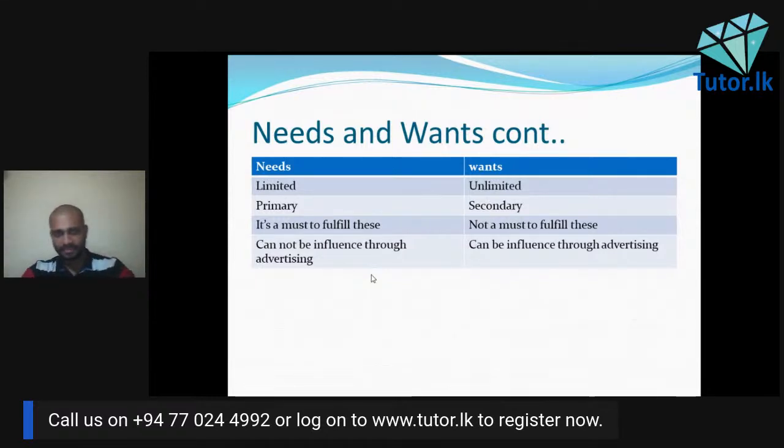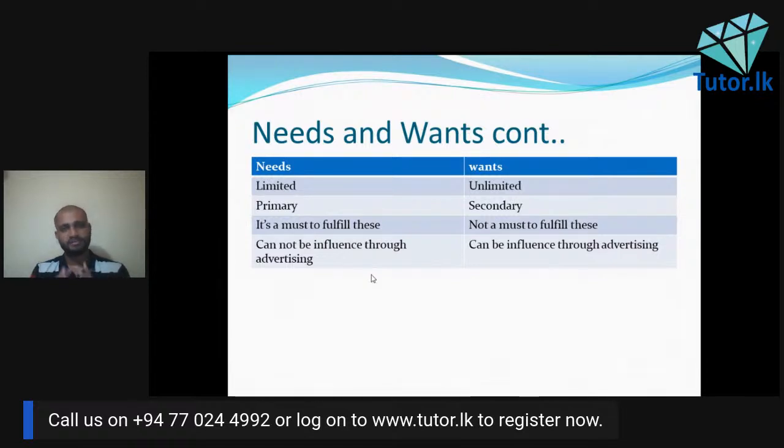But the wants are different. If you take clothes, whether you are going to buy from one shop or another, or from a model or whatever, that can be influenced. From where you are going to buy the cloth, that option can be influenced by advertising. But the basic need cannot be influenced by advertising. So the need is the clothing. That's it.